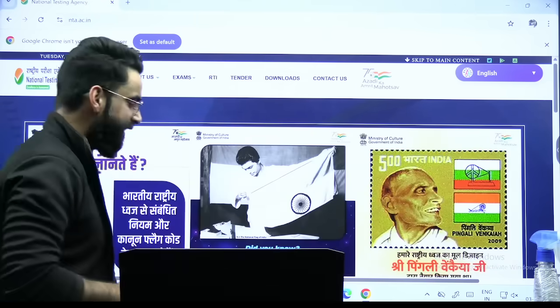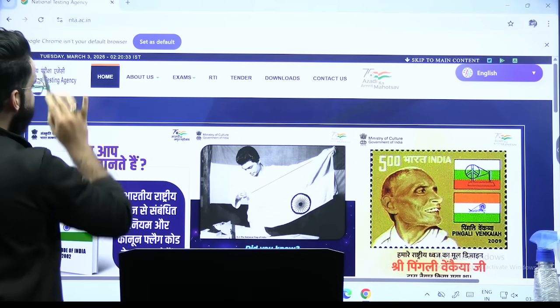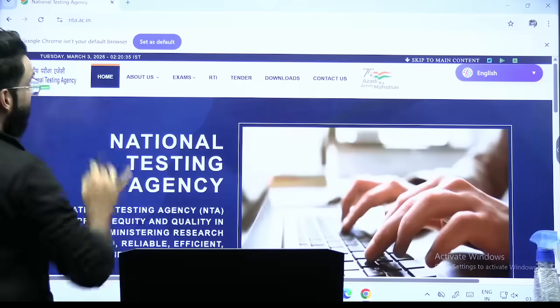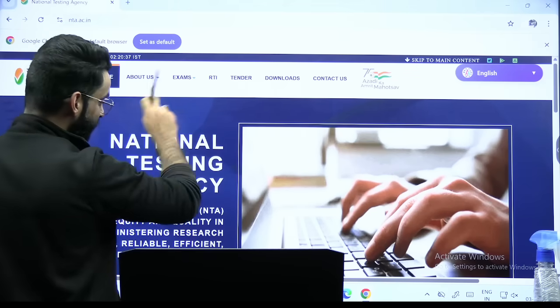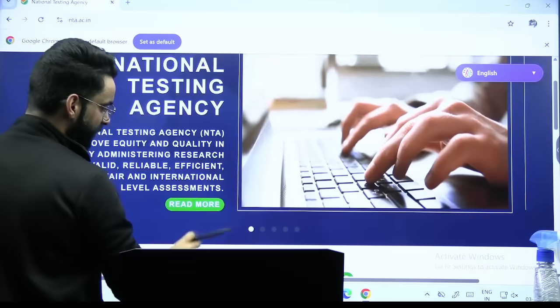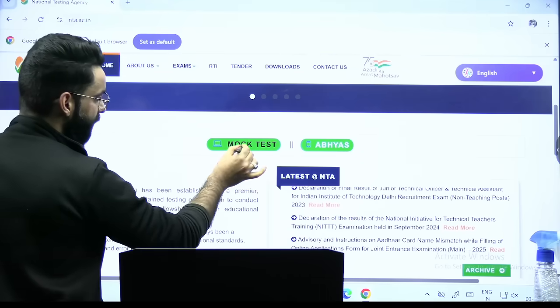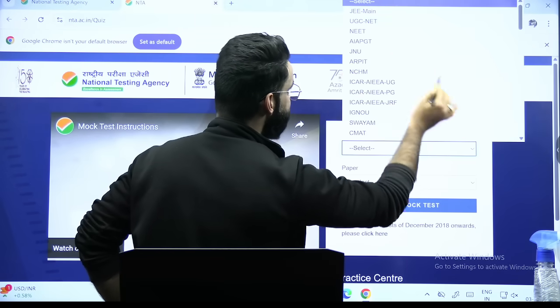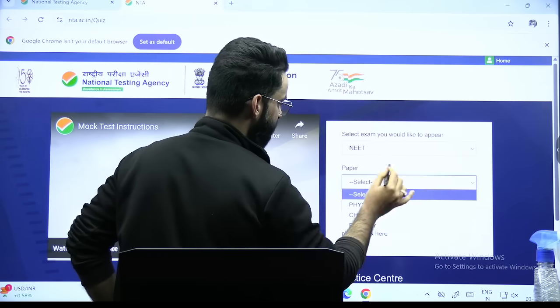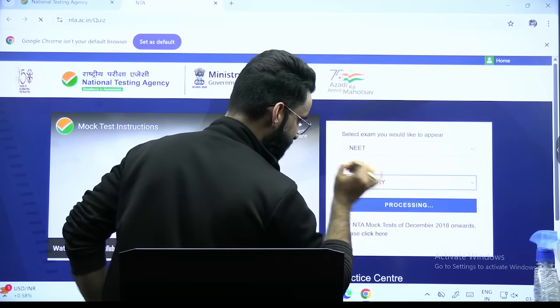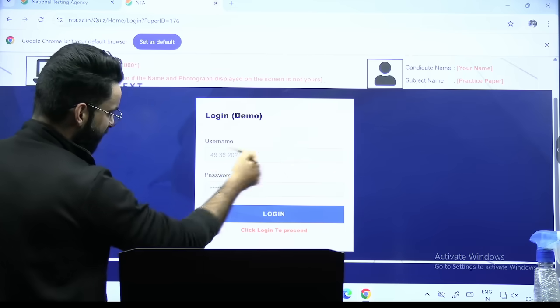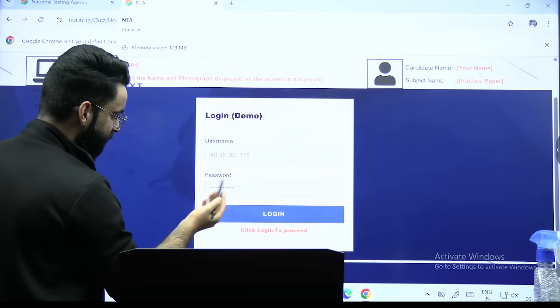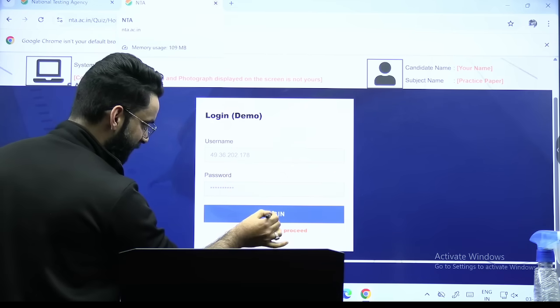So first of all, you have to type nta.ac.in, right? And you'll be directed to the NTA official site. After dragging it down, you have to click on the mock test. After clicking on mock test, here you will be selecting the exam. Exam is your NEET and paper is your chemistry. And here I'll start the mock test. So username is given, password is given. I don't know how it came. So, okay, I'll click on login.